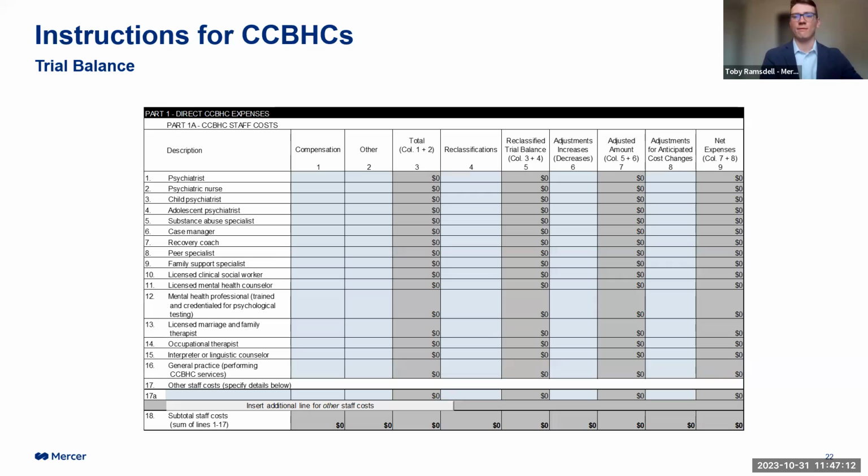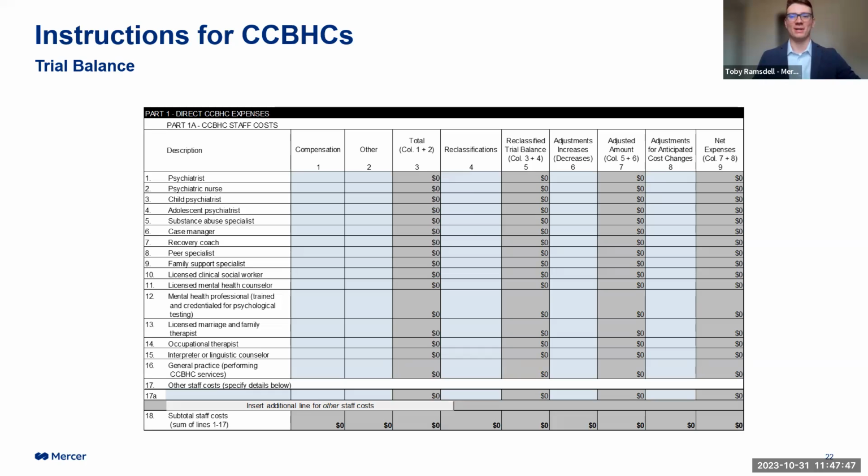That column 3, line 53 should tie to the audited financial statements. So the totality of expenses that were incurred, regardless of the service or activity that they were incurred for, needs to be captured in columns 1 and 2 of the cost report. So column 3 ties to the audited financials. Column 4 is for reclassifications, which generally pertain to some kind of allocation or any necessary adjustments that need to be made to a specific line item.